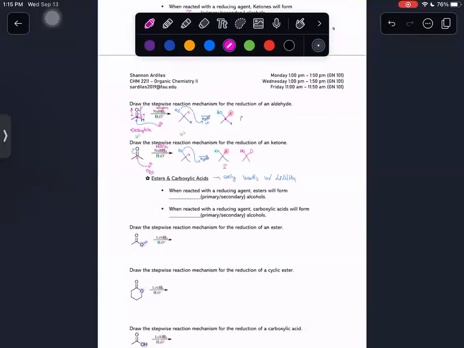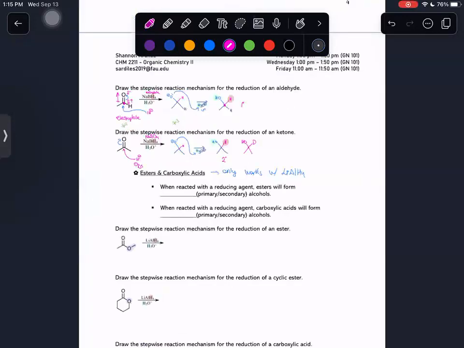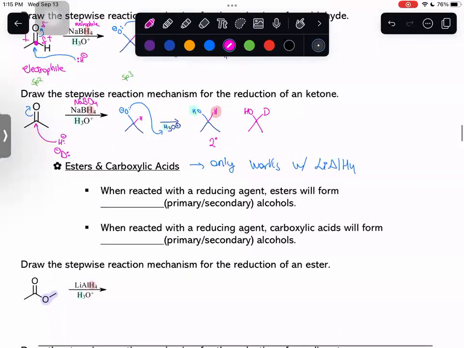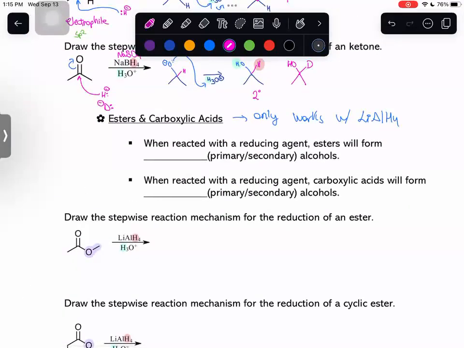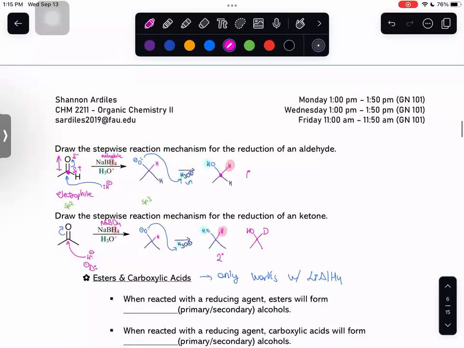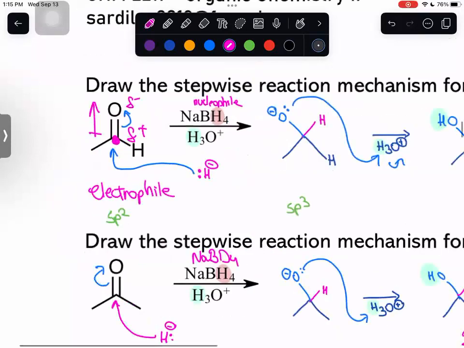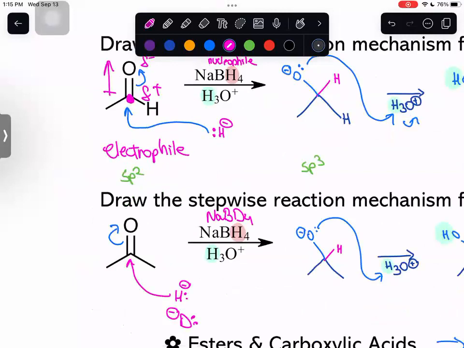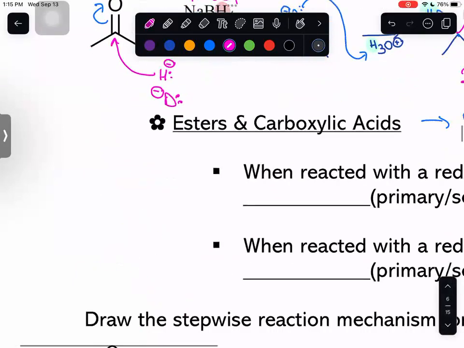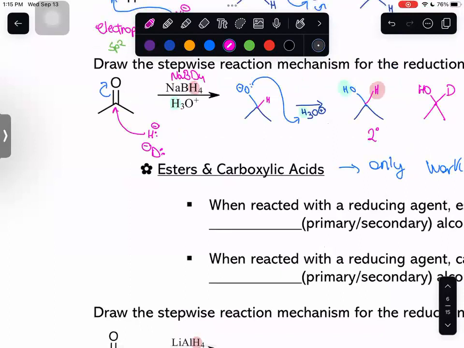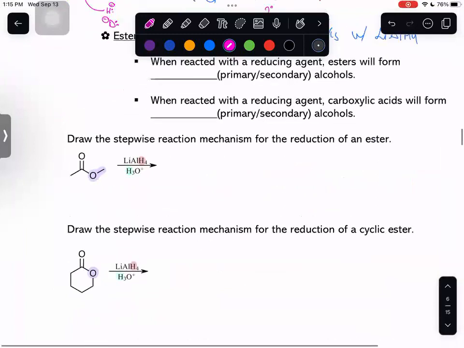Okay, now let's get to the lactones part of the chapter. First of all, notice how on the aldehydes and ketones, we only had 2 main steps, right? Nucleophilic attack, acid-base reaction. Now, what you have to keep in mind is that aldehydes and ketones do not have any leaving groups. But whenever we're talking about esters and carboxylic acids, we are going to have leaving groups. Your leaving groups in this case are always going to be highlighted in purple. It's going to be that oxygen connected either to a hydrogen or some sort of carbon chain.